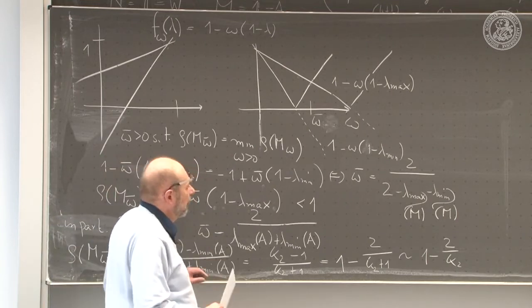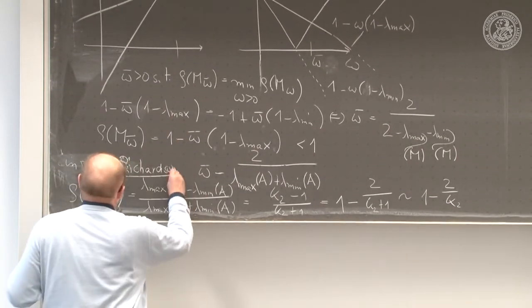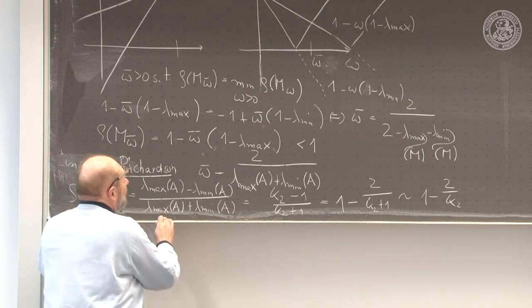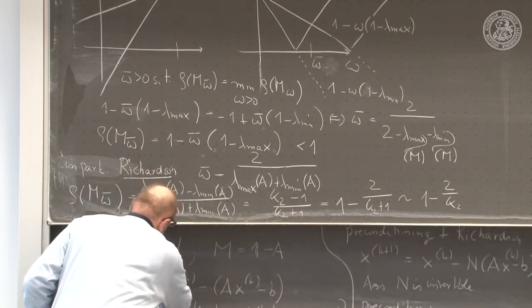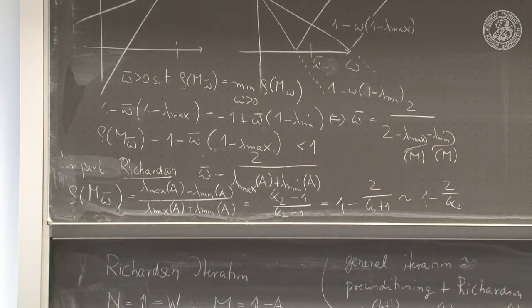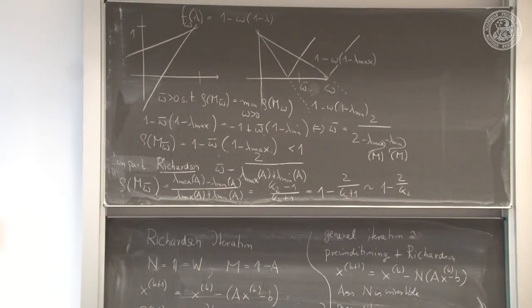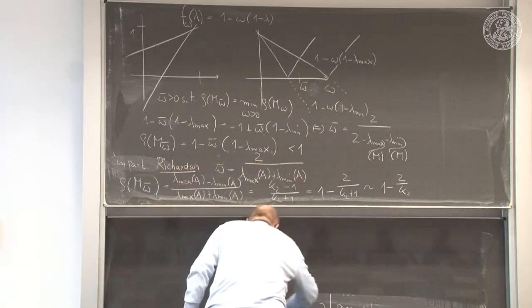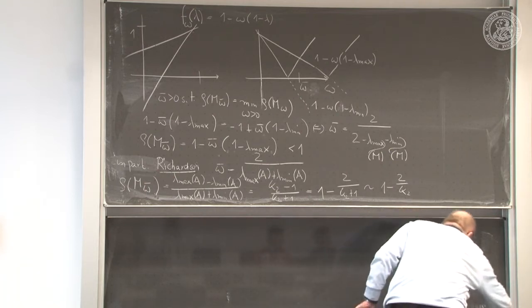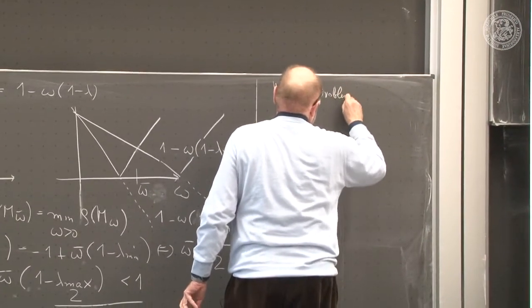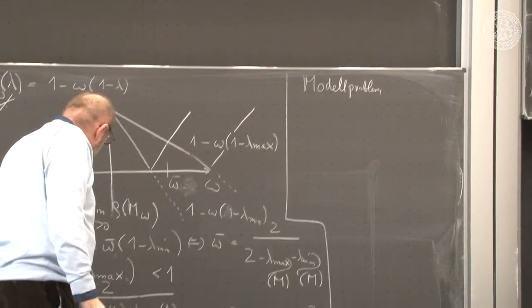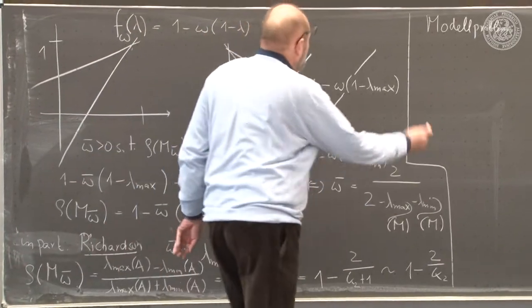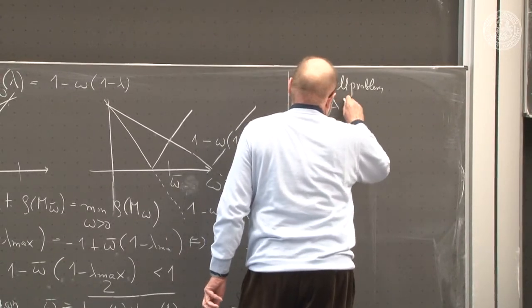Okay, now that is the situation for Richardson. That was general, that is for Richardson, and now let's apply it to the model problem. So we have to compute the optimal omega from the formula. For the model problem, we know everything, so we can really do that, which is unrealistic in other cases. So we first need the omega bar. So we have to add lambda max plus lambda min.